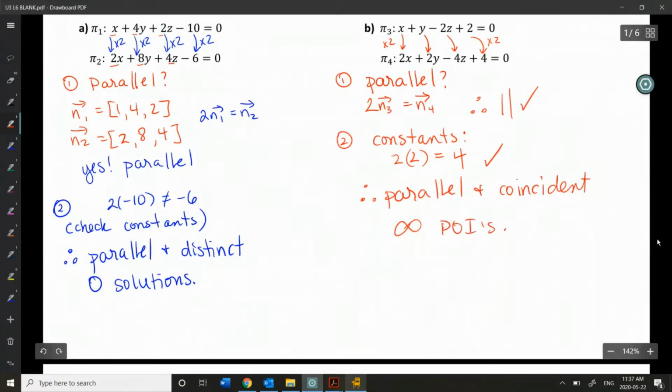Or infinite points of intersection, you could say. Everywhere is a solution.